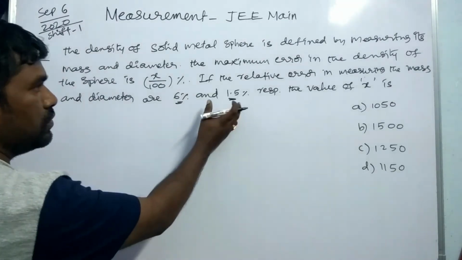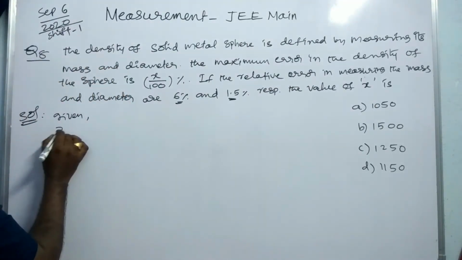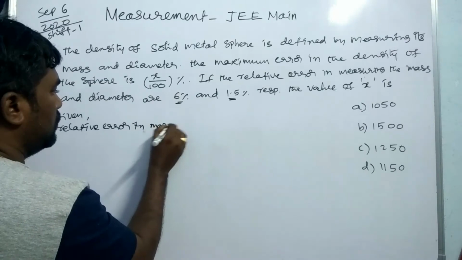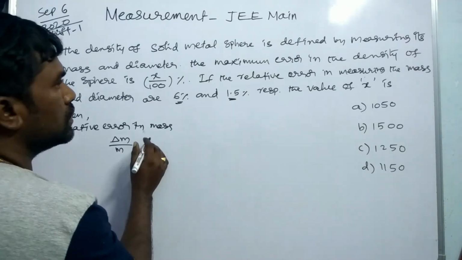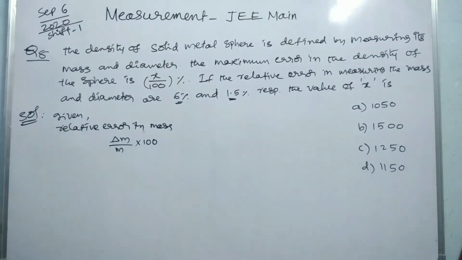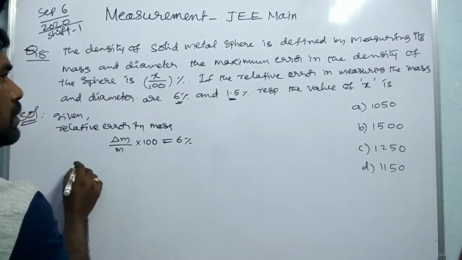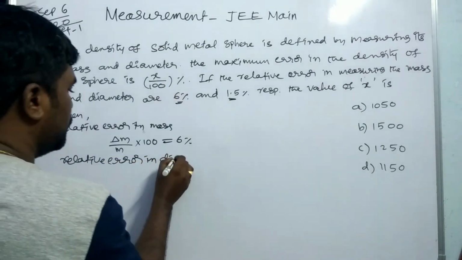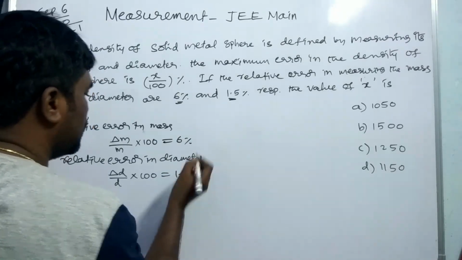At first you have to write the given values. Given that 6% is the relative error in measuring the mass, that is delta m by m into 100, which is 6%. Similarly, the relative error in measuring the diameter is delta d by d into 100, which is equal to 1.5%. These are the values you have to keep.